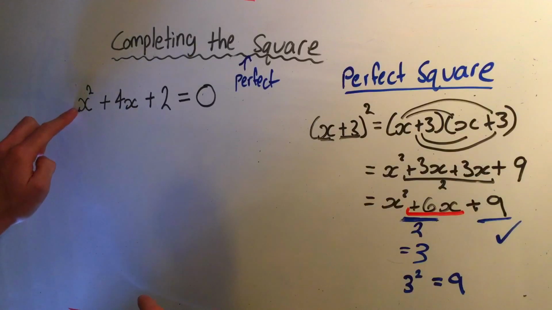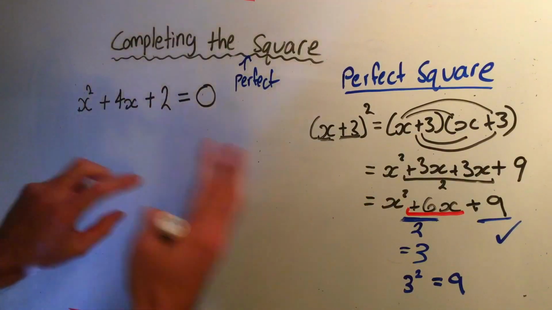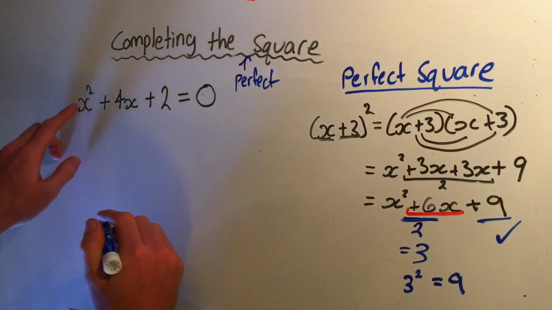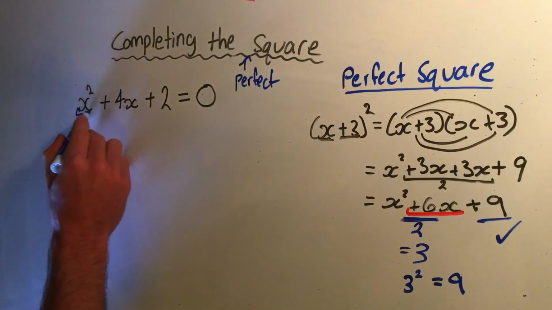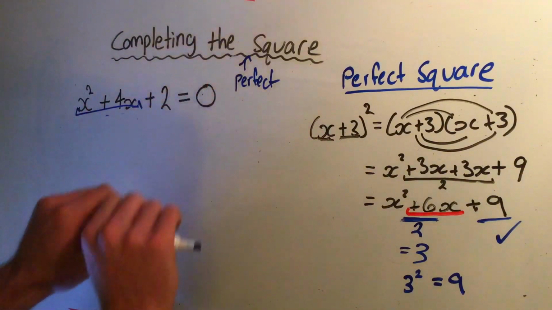Okay, so we know that number's 1, and we know that x squared is positive, and we move it all to one side. Now I'm only interested in these two terms for now, x squared plus 4x. Forget about the plus 2 for a second.